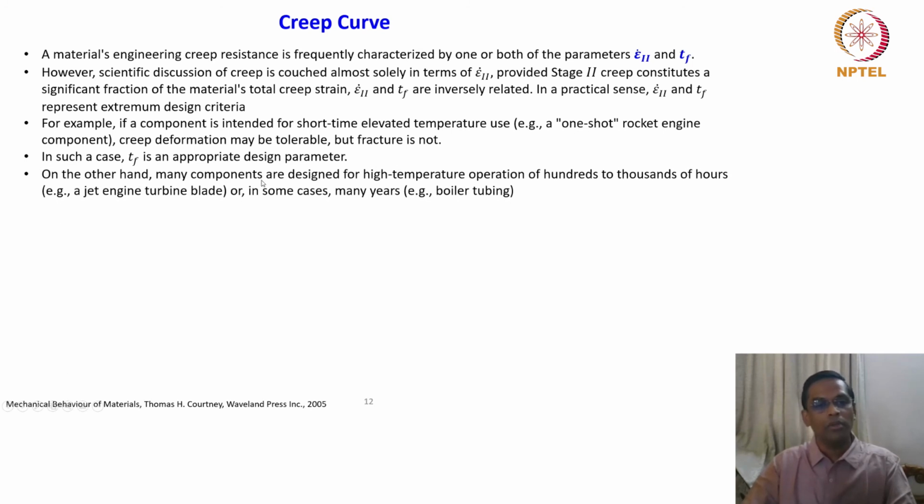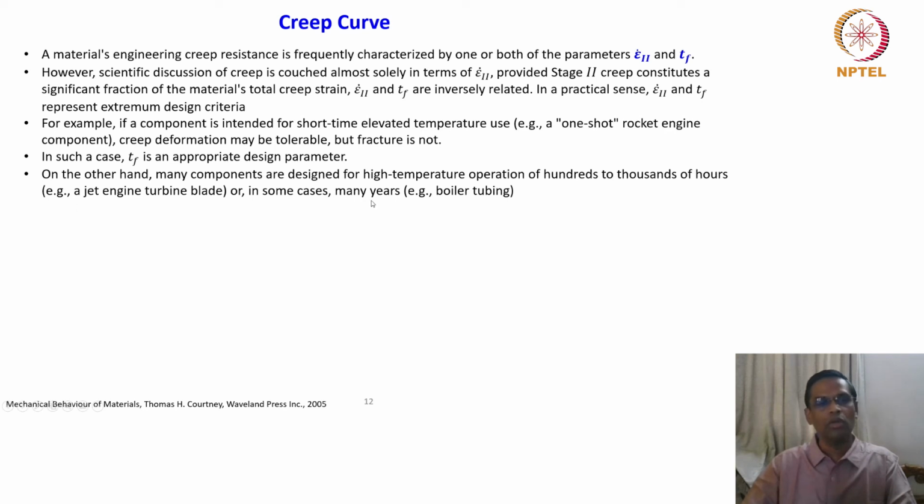On the other hand, many components are designed for high temperature operation of hundreds to thousands of hours. That is a jet engine turbine blade. Okay, this is again very important. The jet engine turbine blade is going to be in use for hours and hours together. They are going to keep on running. In such cases we need creep data, or in some cases, many years, a boiler tubing. So the jet engine turbine blade is one example. The boiler tubing is going to be subjected to high temperature and strain for a very long time, to many years, right?